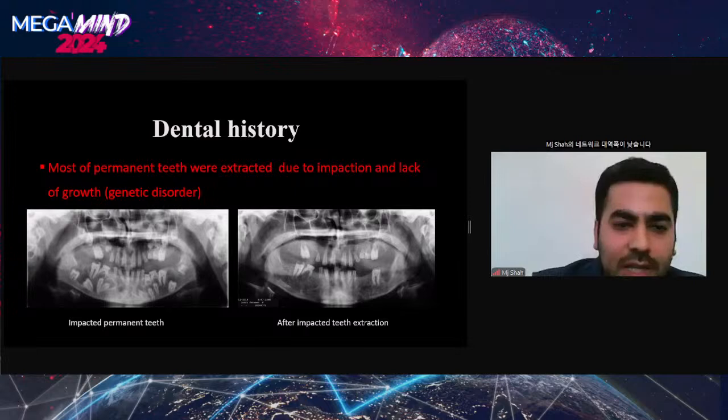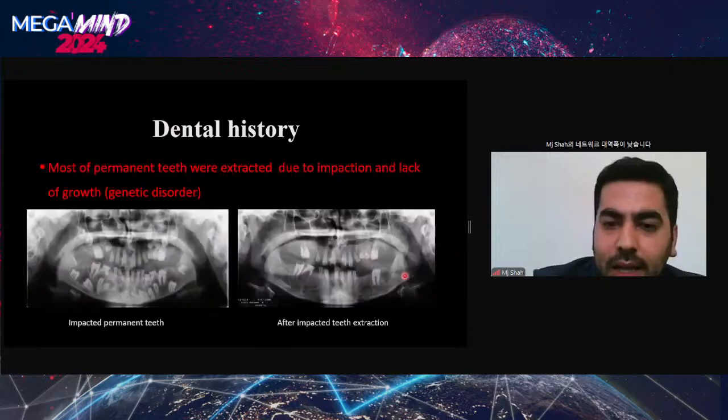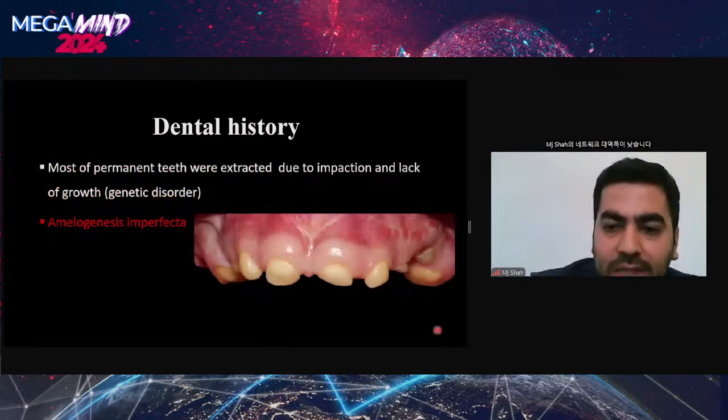As you can see here, let me show with the laser pointer. This is her panoramic before the extraction. And as you can see, her erupted teeth had enamel defects because of amelogenesis imperfecta. The tooth shapes and morphology were abnormal.